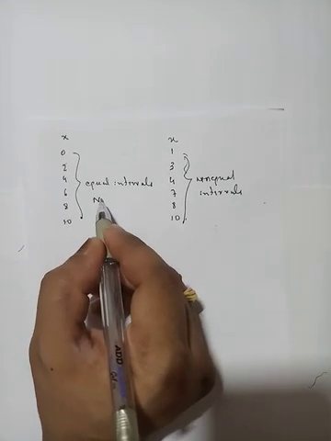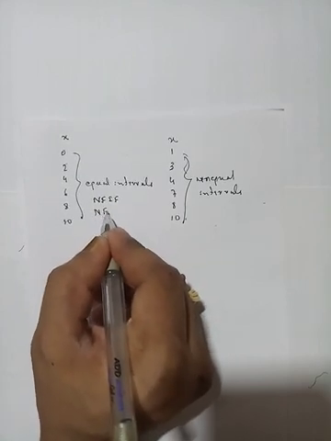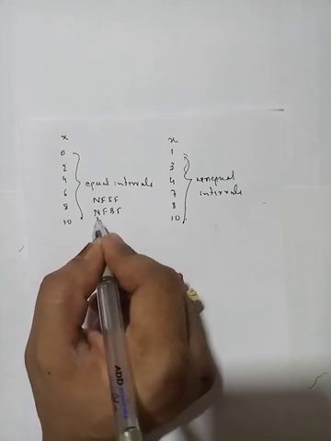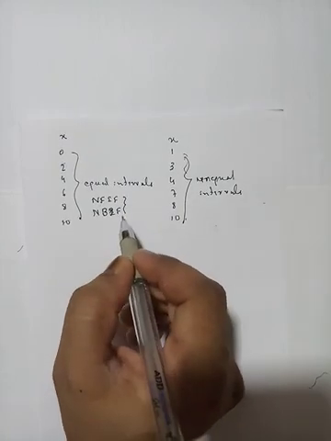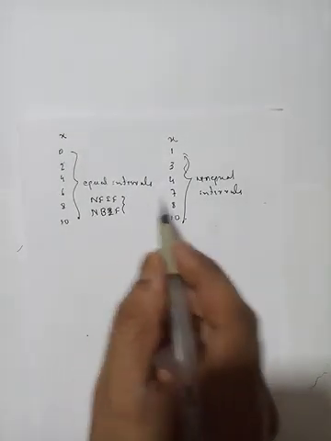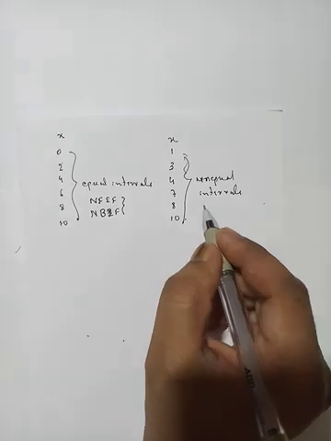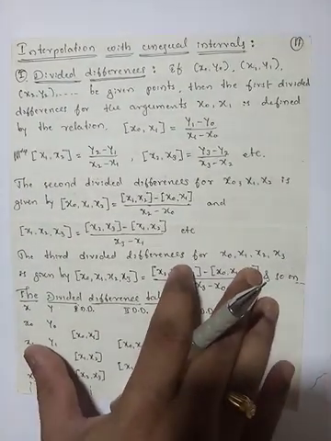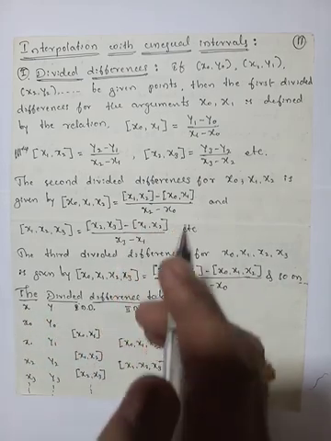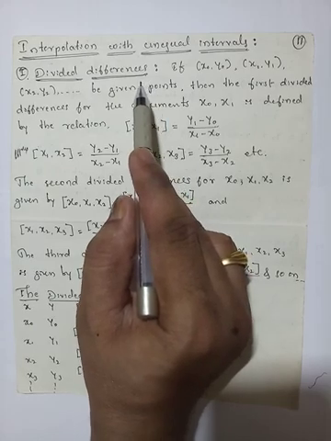For equal intervals, in the previous video we discussed two methods: Newton's forward interpolation formula and Newton's backward interpolation formula. Now for unequal intervals, as per our syllabus we have two methods, which we now discuss. The first concept we are discussing is divided differences. So what are these divided differences?